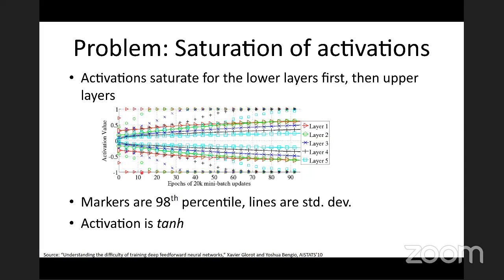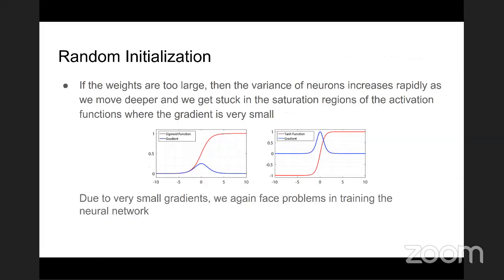What this tells us is that there is some problem with the lower layers. They get saturated very quickly. If you go back to this tanh function or the sigmoid function, so this is the tanh function, if all your activations are at +1 or -1, that means the gradient, which is the blue curve, is going to be 0, and the weights are not going to change at all. So that is a problem.